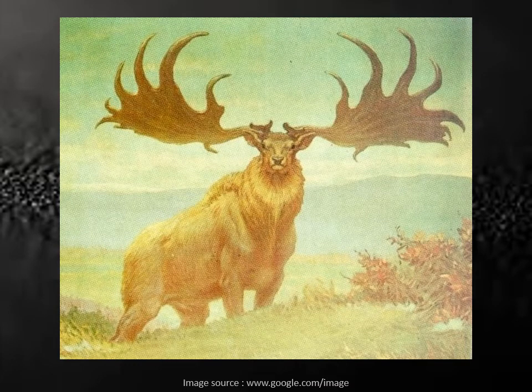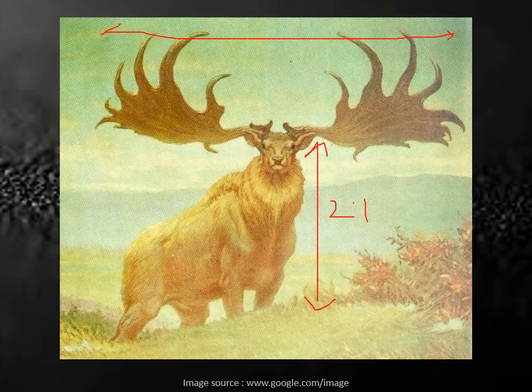Other examples are also there. This picture is a famous example of a deer. This is an Irish elk, which is a type of deer. Now you can see that this deer has large horns, and in the fossil record it was found that this Irish elk had a height of about 2.1 meters, whereas the span of the horns is about 3 to 3.4 meters. So you can see that the span of these horns is greater than the height.